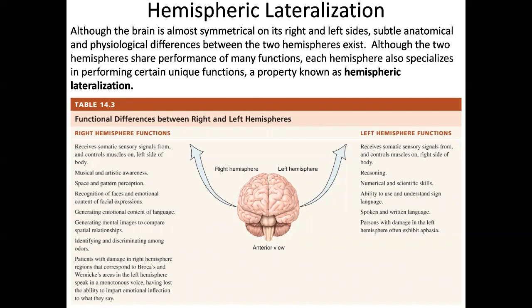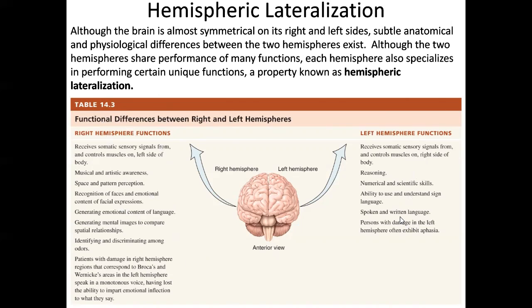Although the two hemispheres share their performance of many functions, each hemisphere also specializes in performing certain unique functions. We call this hemispheric lateralization. Listed here in table 14.3 are those specific functional differences. On the left here are the functions of the right hemisphere. On the right are the functions of the left hemisphere.